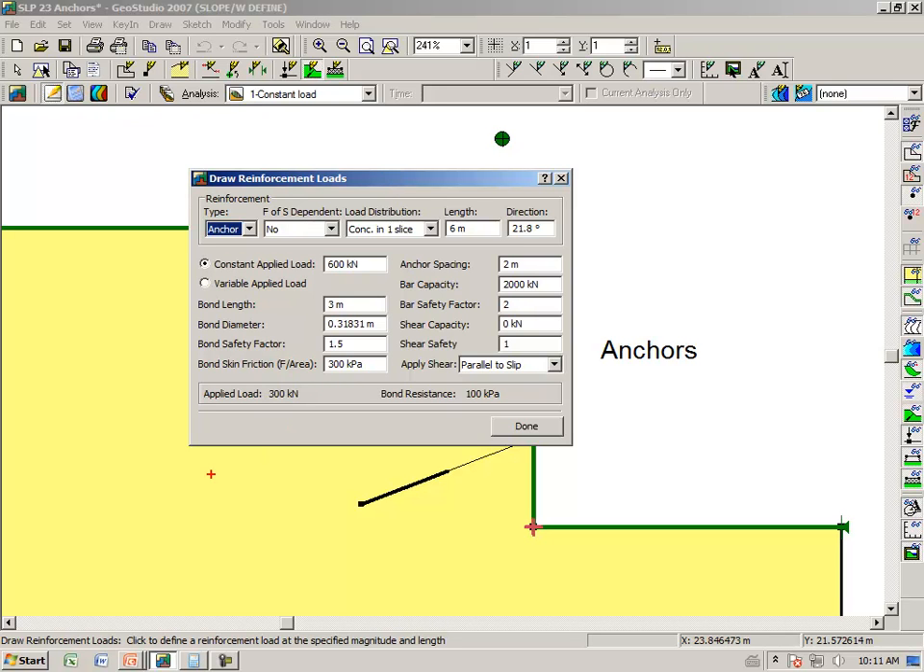And we have selected 600 kilonewtons. So at this stage, we need to take the 600 kilonewtons and divide by the spacing. So it's 600 divided by 2 is equal to 300 kilonewtons. The bar capacity is going to be higher than this value, but we'll come back to that in a little bit.